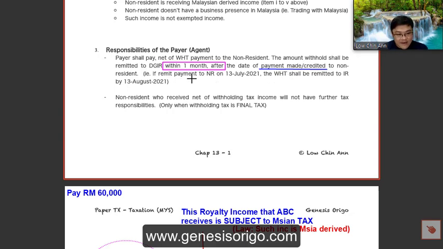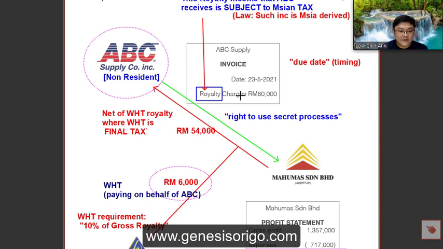So I'll give you an example. I say if you remit the payment on the 13th of July 2021, then the withholding tax must reach the government. The last day is 13th of August 2021. It's actually quite easy, right?